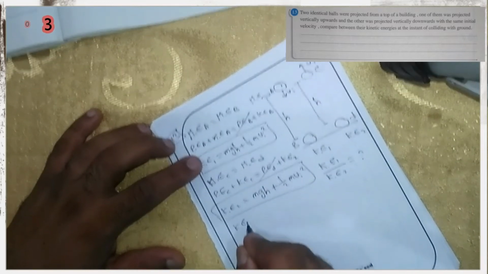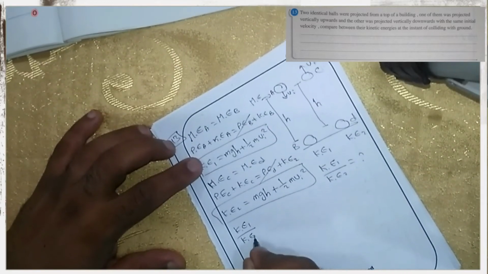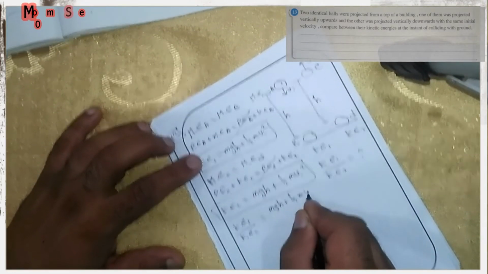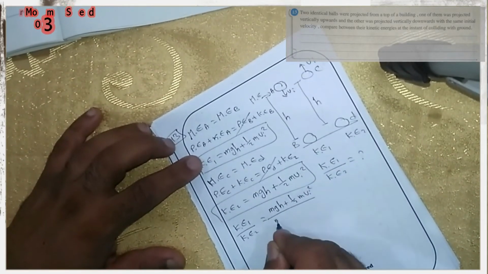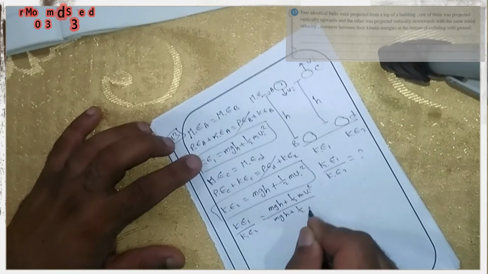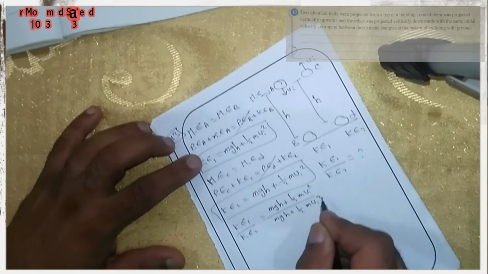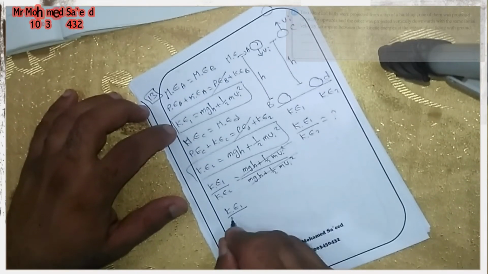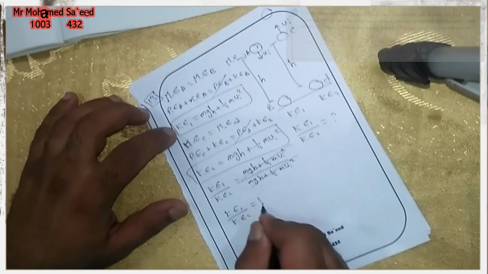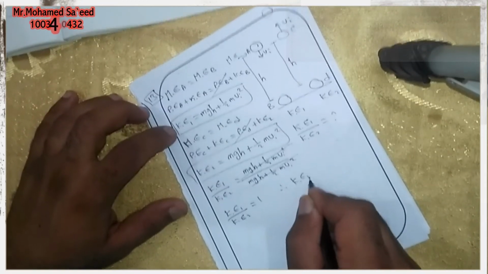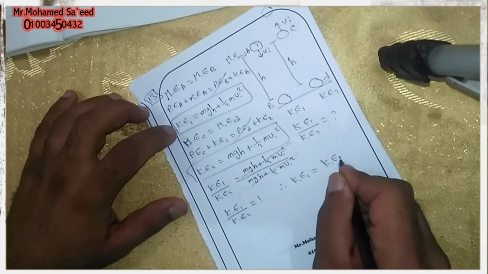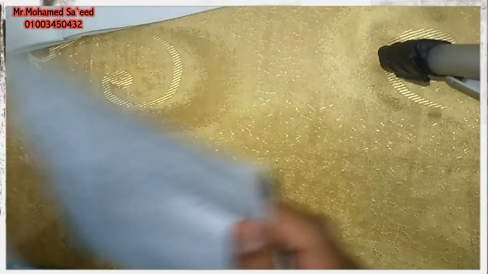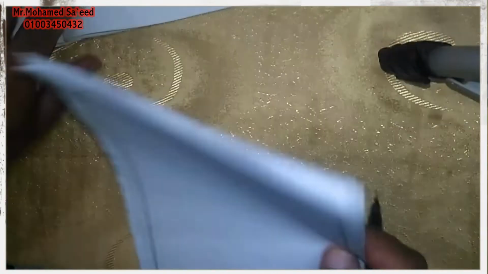So KE1 over KE2 equals (mgh plus half m v_i square) over (mgh plus half m v_i square). So they cancel with each other. So KE1 over KE2 equals 1, which means KE1 equals KE2. Another question, number 14.